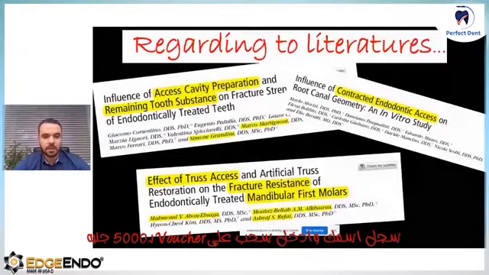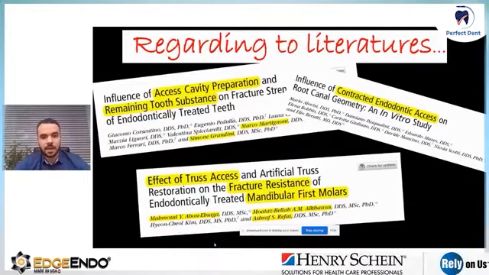Another interesting article was done by my colleague Mahmoud Yahya Abu Naga, my professor Mu'taz Billah Ahmed, and Professor Ashraf Rifai, comparing the MOD cavity, truss access cavity and traditional access cavity preparation. They found that truss access cavity improved fracture strength of tooth structure when compared with traditional access cavity and MOD cavity preparation, while artificial truss restoration showed no significant difference in fracture strength.